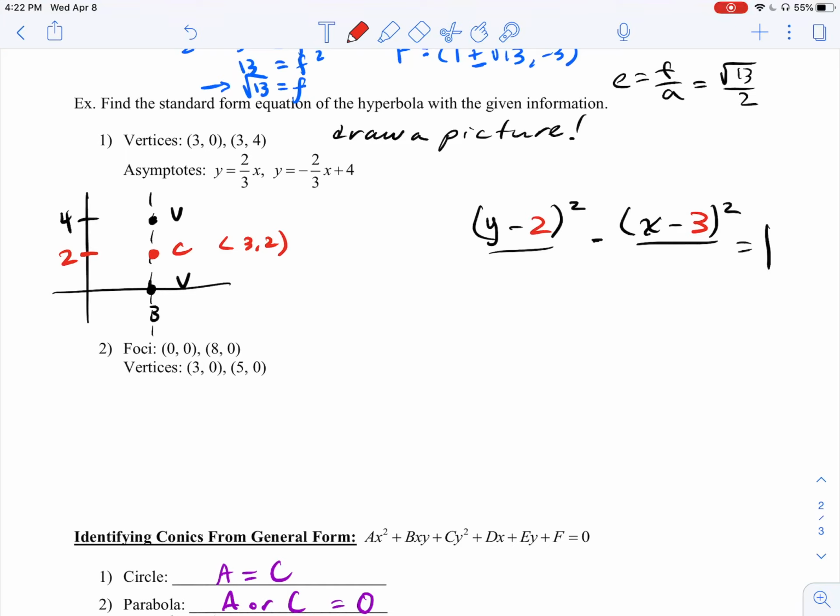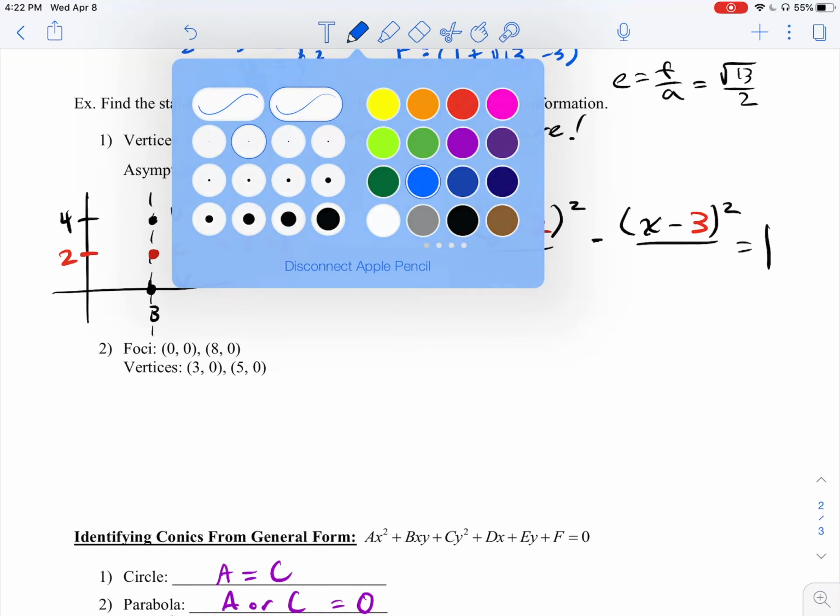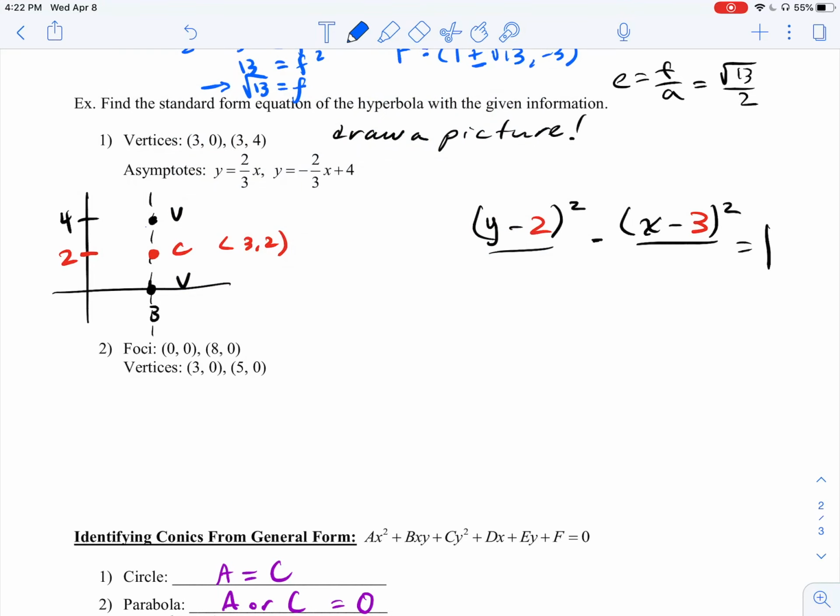And even with that bit of information, I also know that the distance from my center to my vertex is 2, which means this is my A value. The A value is the distance from the center to the vertex. So since A is equal to 2, I can write that this is going to be equal to 4 there. So just with 2 vertices, we got all that information. All we're missing now is our B value.